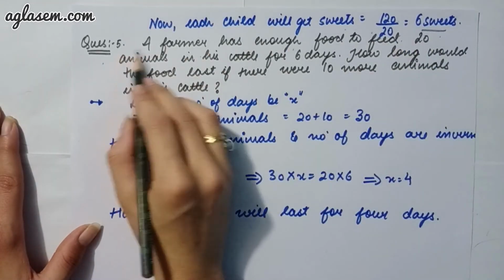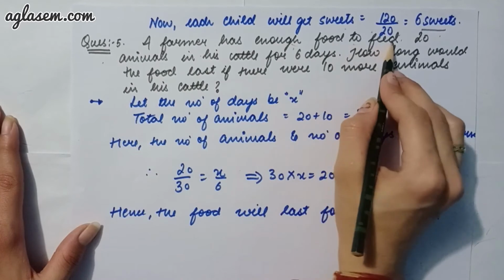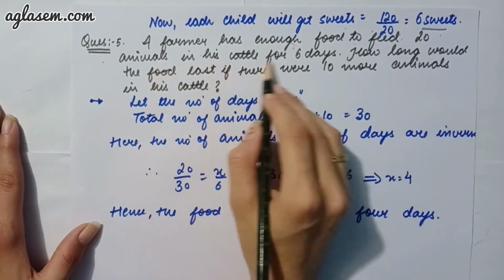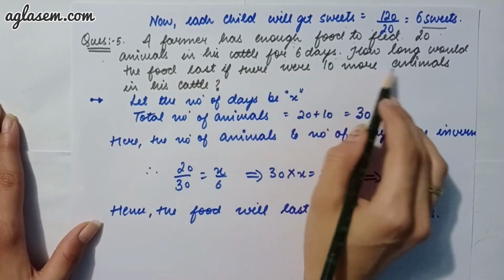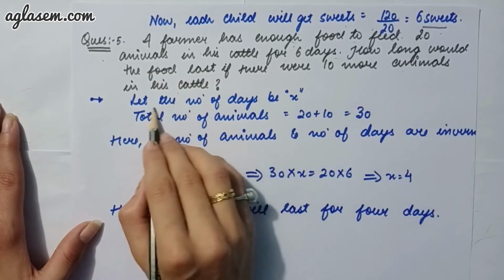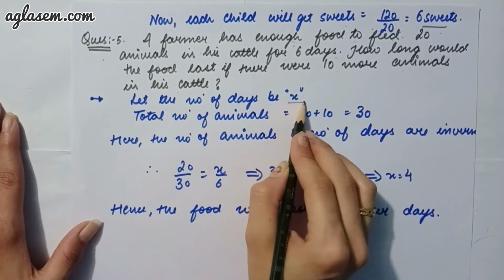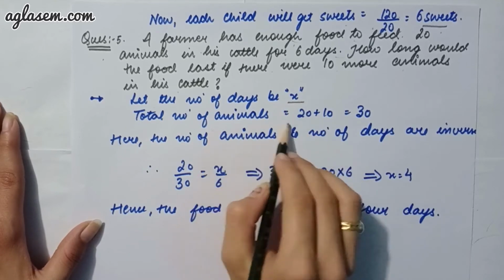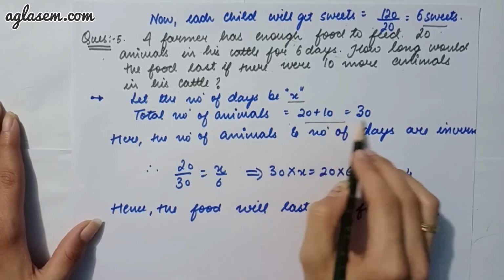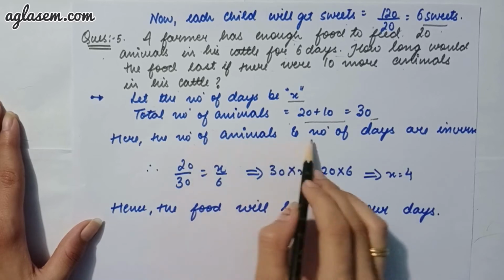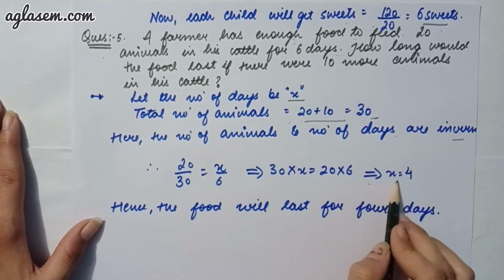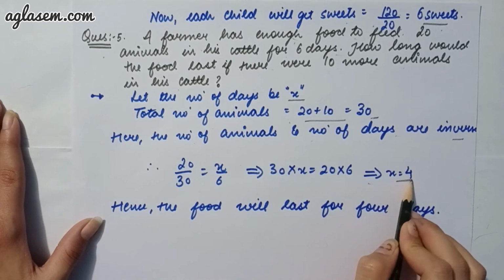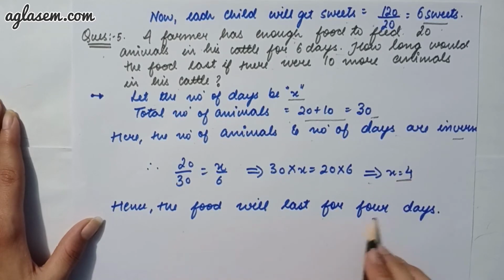Question number 5 says a farmer has enough food to feed 20 animals in his cattle shed for 6 days. How long would the food last if there were 10 more animals in the cattle shed? It's very simple. Let the number of days be x. Total number of animals is 10 plus 20 equals 30. So the number of animals and days are inverse proportion. Therefore, by making the equation we will get x, that is 4. The food will last for 4 days.